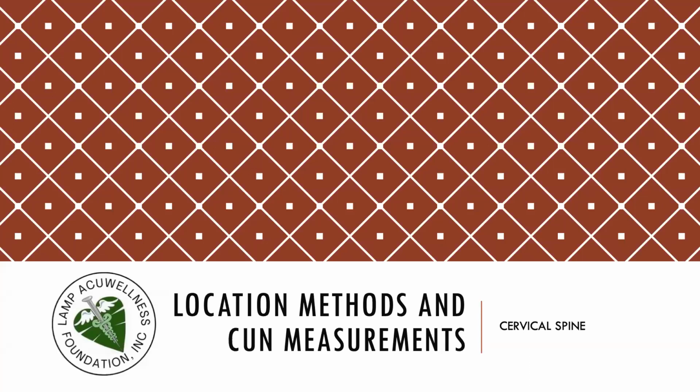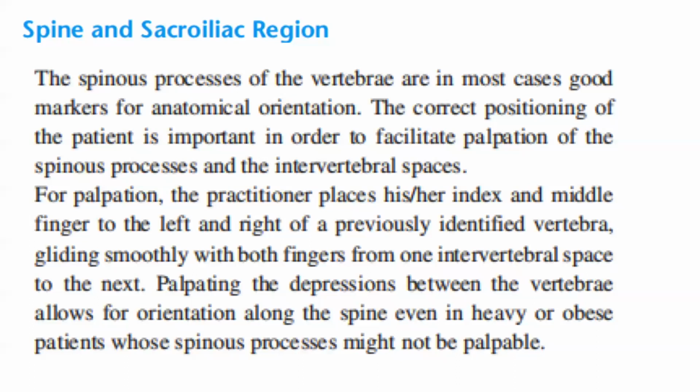Let us talk about the cervical spine, for location methods and cun measurements. The spinous processes of the vertebrae are in most cases good markers for anatomical orientation. The correct positioning of the patient is important in order to facilitate palpation of the spinous processes and the intervertebral spaces. For palpation, the practitioner places his index and middle finger to the left and right of a previously identified vertebra, gliding smoothly with both fingers from one intervertebral space to the next.